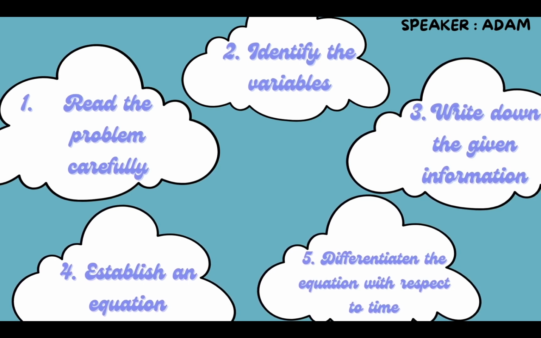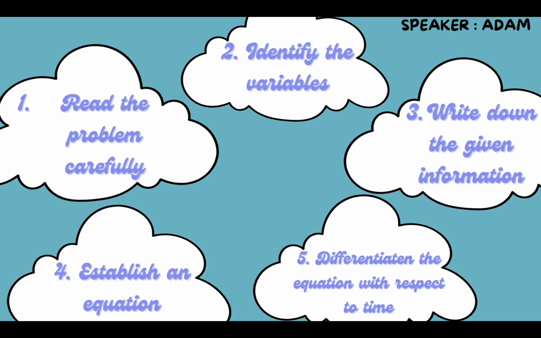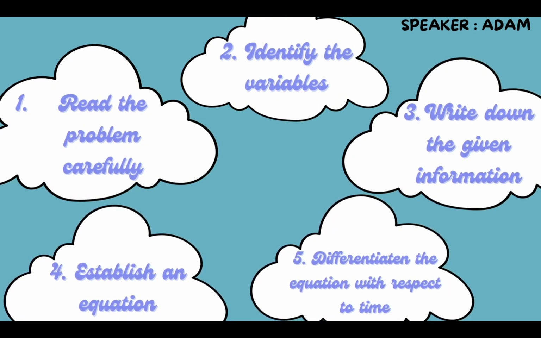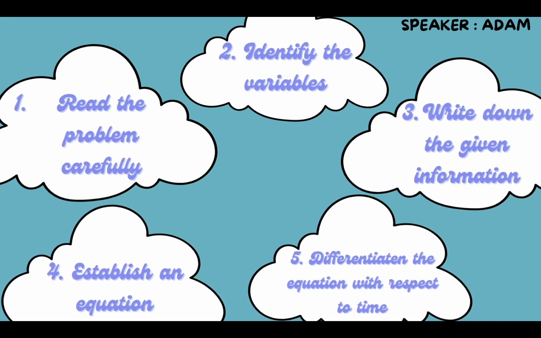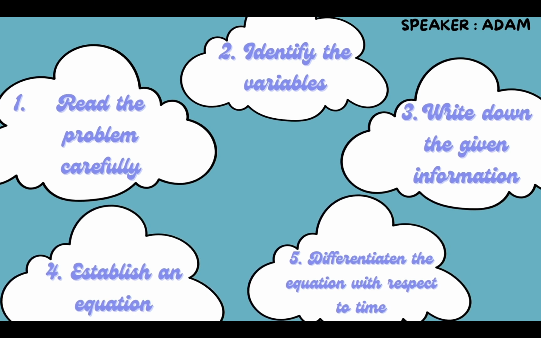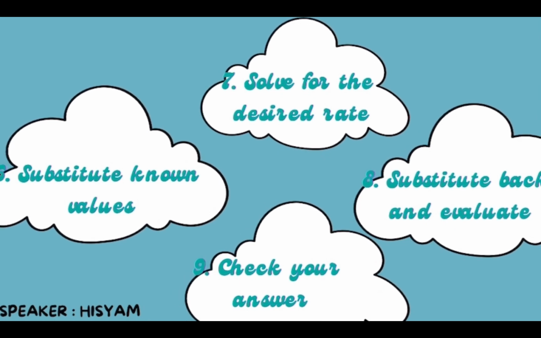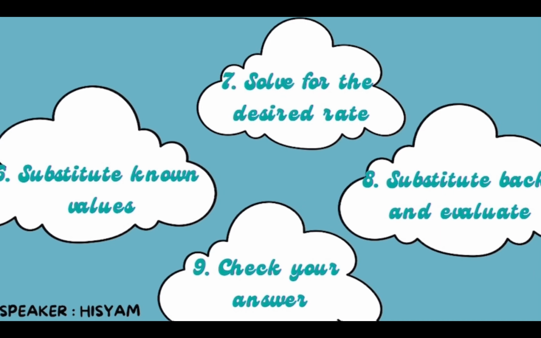And 5. Differentiate the equation with respect to time. Take the derivative of both sides of the equation with respect to time, often denoted as d/dt, using the chain rule. These steps involve differentiating each term in the equation and multiplying it by the derivative of the corresponding variable with respect to time. Number 6. Substitute known values. Substitute the known values into the derived equation. This step helps to eliminate any variables or rates that are known or given in the problem.